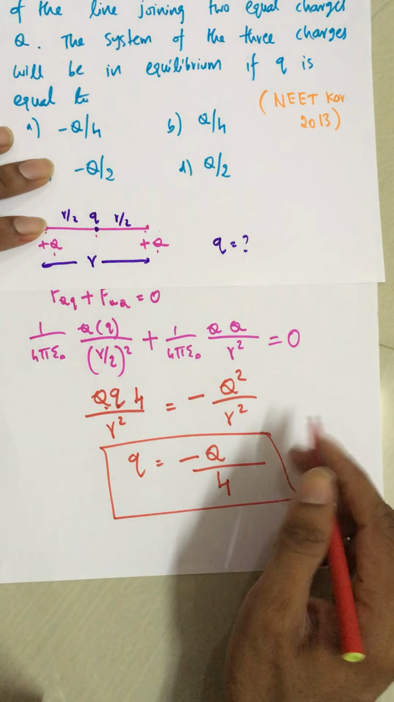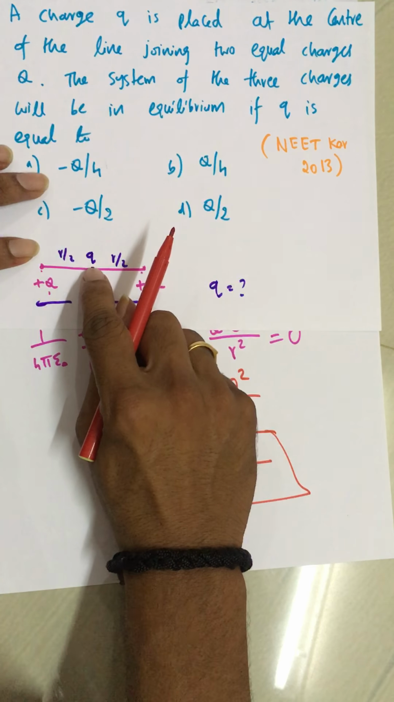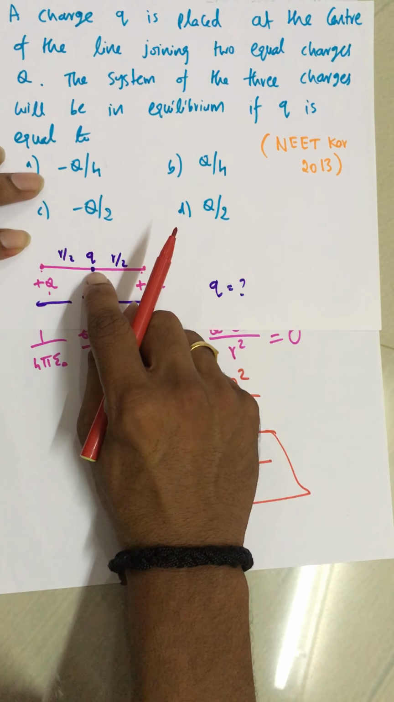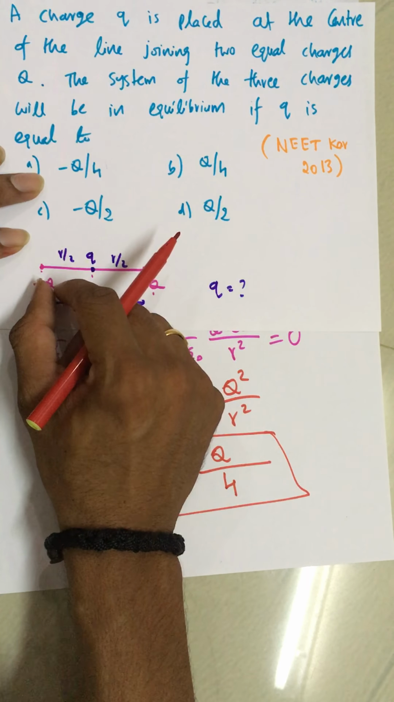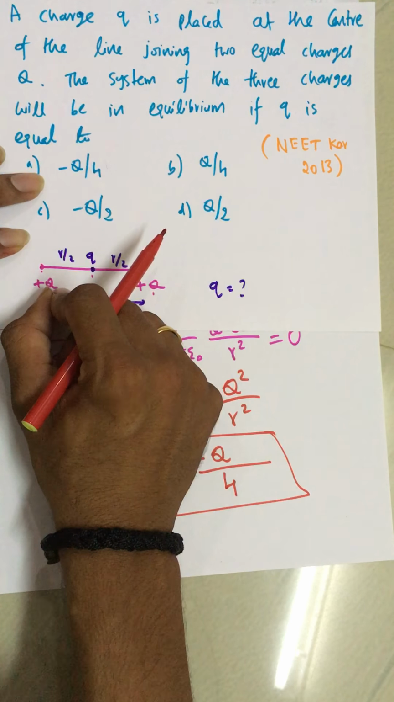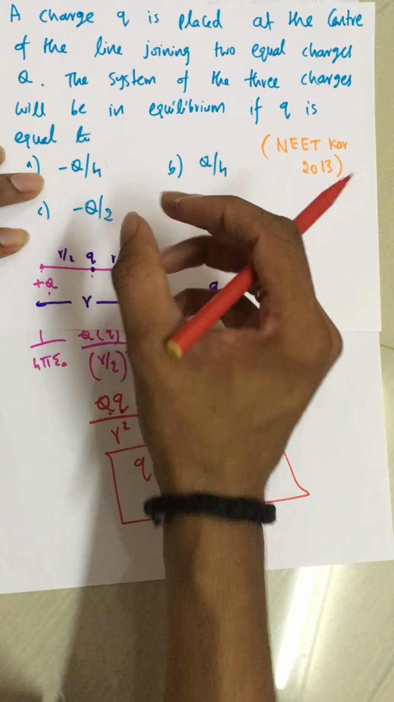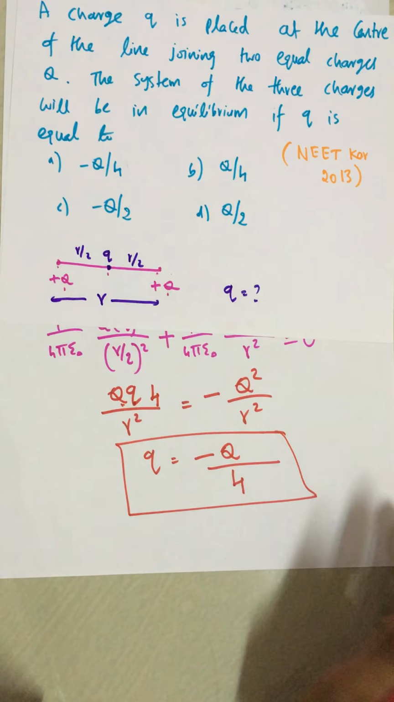So if the charge which is at the middle has a magnitude 1/4 of this charge, then the whole system will be in equilibrium. So that's all about this problem.